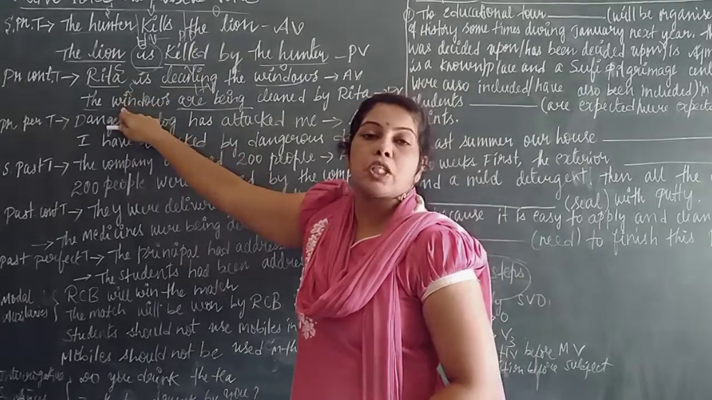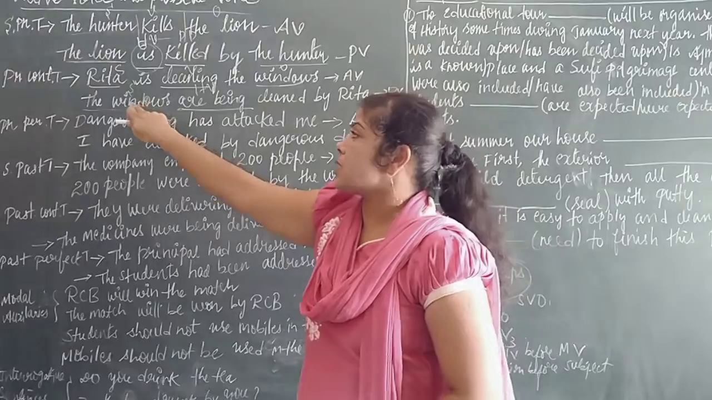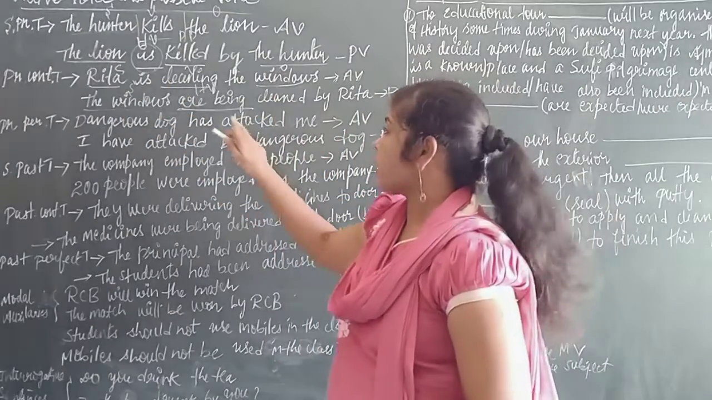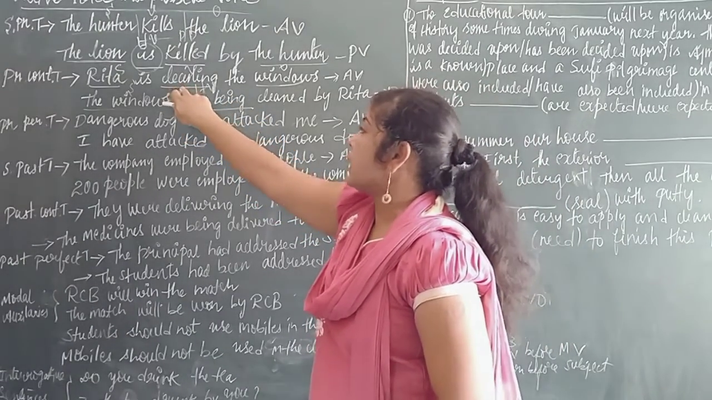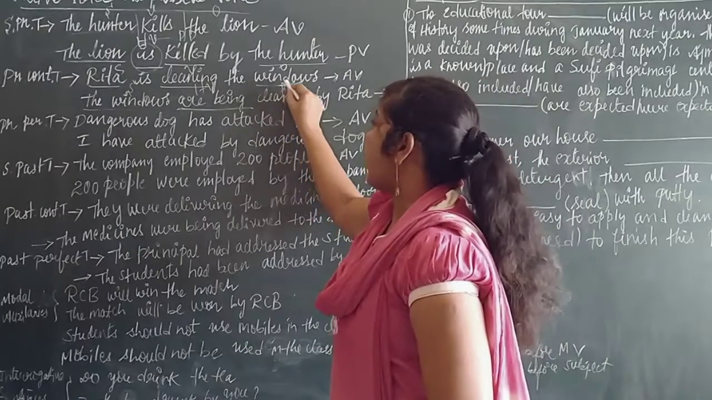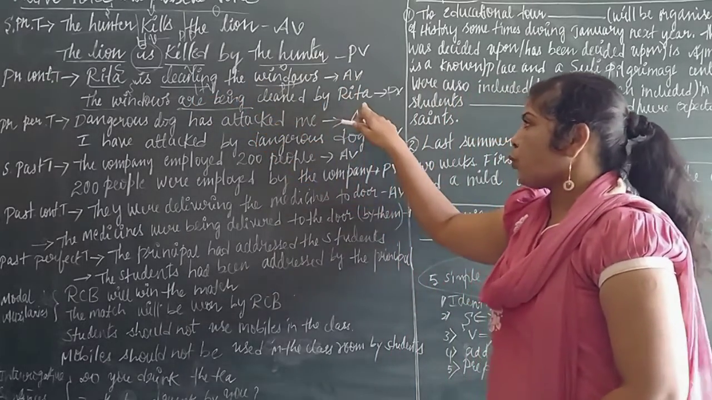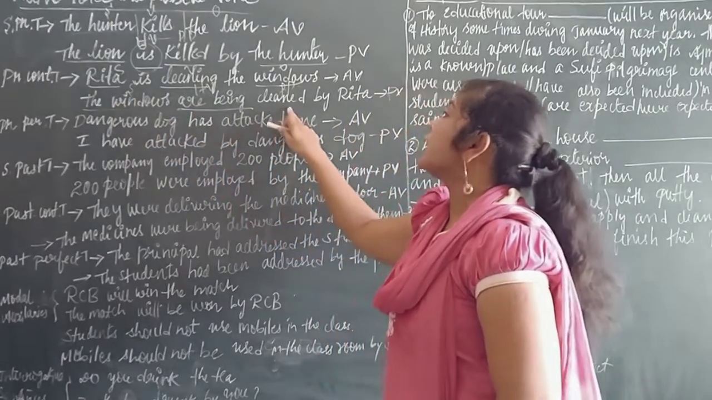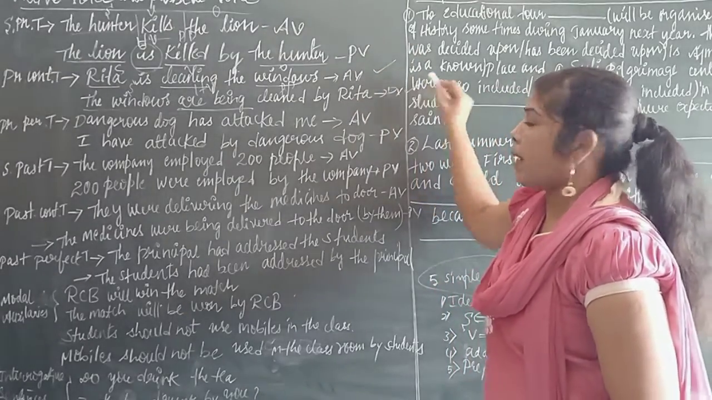If it is he, she, it, or the name of a singular, we use is being. Since it is a plural subject and the given sentence is in present continuous tense, we have to add are being. And for clean, the past participle form is cleaned. Then you have to add the preposition by. Finally, the subject of the active voice, Rita. So, the windows are being cleaned by Rita. This sentence is in active voice and this is in passive voice.